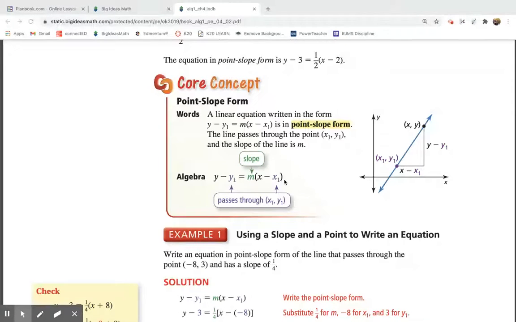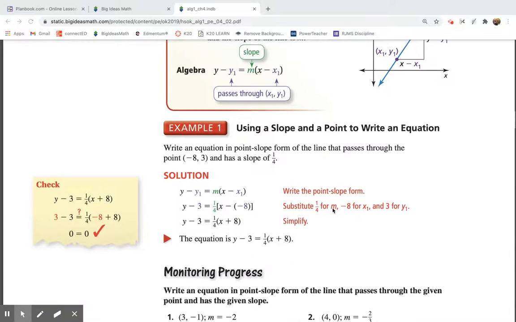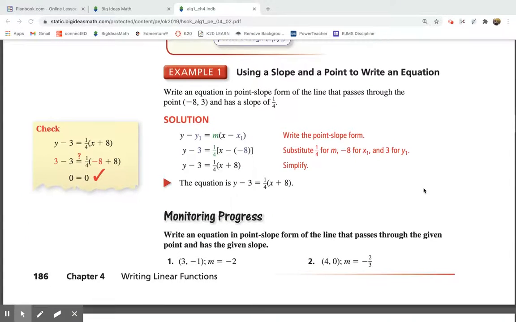If you notice, this y1 and x1, that's one point. That's the point x1, y1. And then m we know is our slope. Y and x are part of the equation, just like in y equals mx plus b. Okay, so now let's look at an actual example with some numbers.